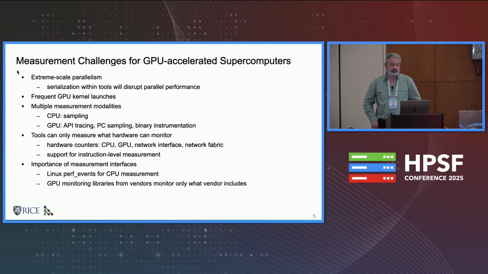So my group builds the HPCToolkit performance tools, and what we do is we use these measurement interfaces that are provided by the operating system. So we use the Linux perf events measurement subsystem to measure on the CPUs, and then we have to use the monitoring libraries that are built by the vendors. And so the GPU monitoring libraries only monitor what the vendor includes, and so that can be a problem if they don't monitor everything. So one of the issues that came up on Frontier is we were seeing some weird delays, and we discussed with AMD, and they said, oh, that might be GPU scratch space reclamation.